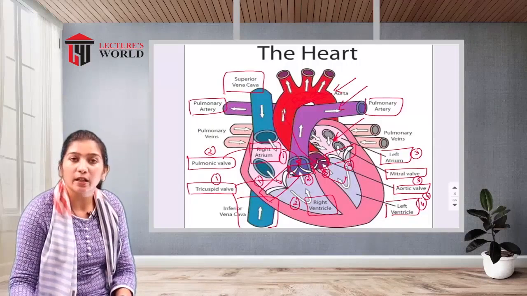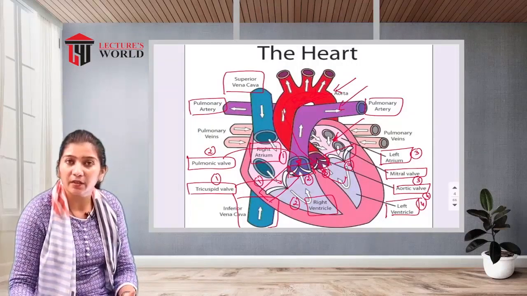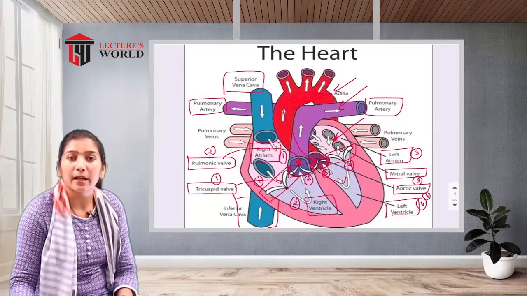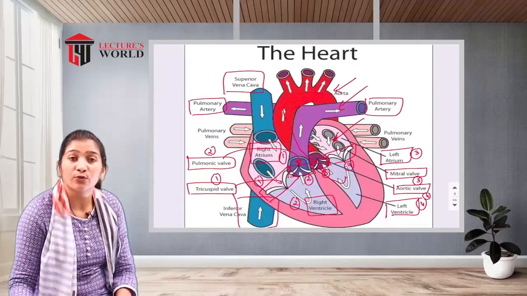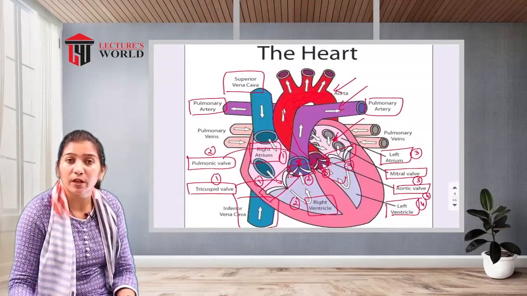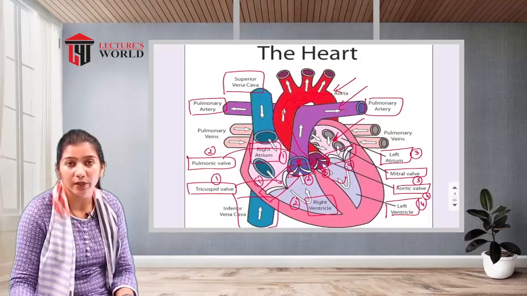There are two vena cava, superior vena cava and inferior vena cava. There are 4 chambers in the heart: right atrium, right ventricle, left atrium, left ventricle. There are 4 valves in the heart: tricuspid valve, mitral valve, pulmonary valve, and the aortic valve.